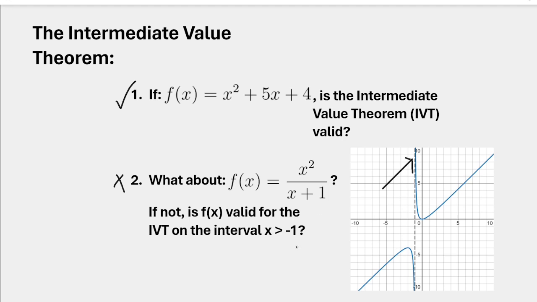Now the story is not quite over for our intrepid function here, because we have a second part of this question. So if not, is f of x valid for the IVT on the interval x is greater than -1? And looking at this, we can see that the vertical asymptote is specifically on x is equal to -1. When x is greater than -1, well, this is actually going to be a continuous function. And if a function is continuous, as we can recall, the IVT is going to apply. And the reason for that is because it's going to be valid for all of these. It's going to traverse all of these values, and it's going to be a regular old function. So once we've gotten past the vertical asymptote, voila, there we go. Which means that, yes, it is going to be valid for the IVT on that specific interval.